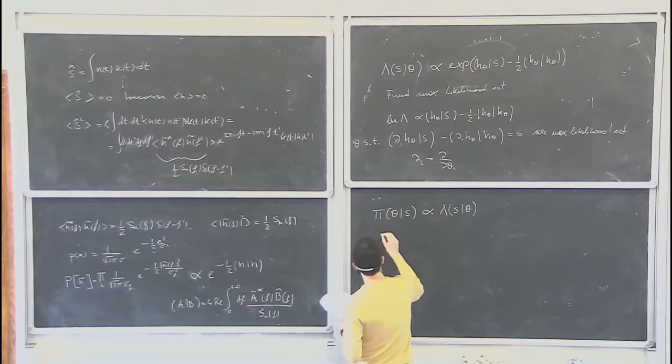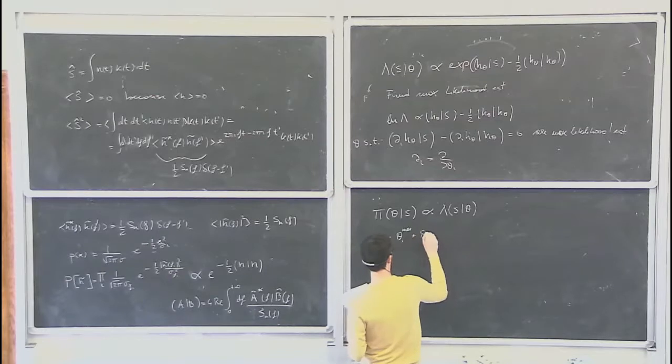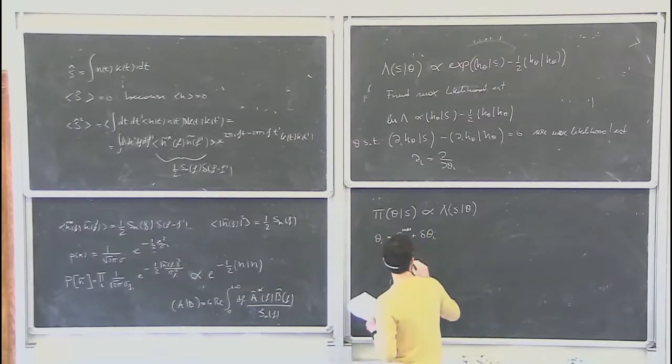So, around the maximum likelihood estimator, I want to write the parameters theta I equals theta I maximum plus delta theta I. Okay?